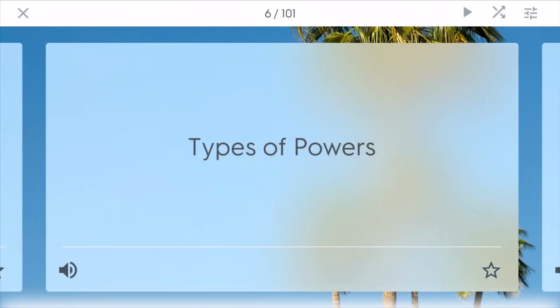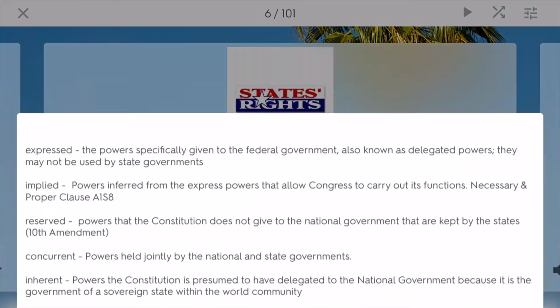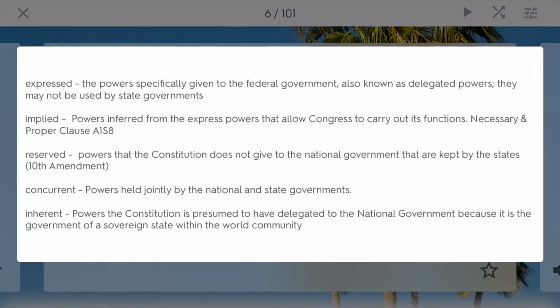Types of powers. There are many different types of powers, such as express. This is when the powers are specifically given to the federal government, and they're also known as delegated powers, and they can't be used by state governments.